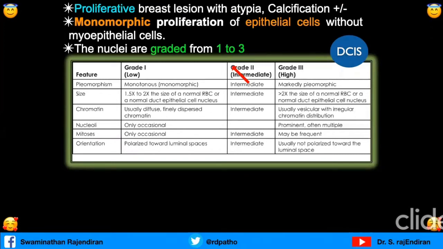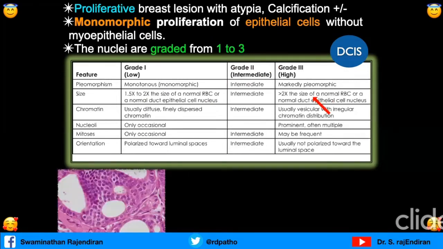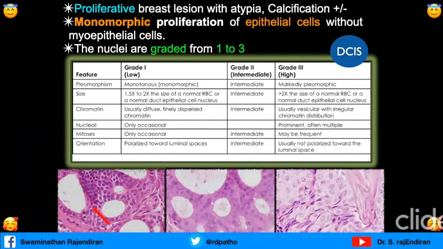So now we have seen the criteria for ductal epithelial hyperplasia. Now we will go and see what is DCIS. It is a proliferative breast lesion with atypia and calcification, a monomorphic proliferation, whereas DEH is a heterogeneous proliferation. The nuclei are graded 1 to 3. 1 is mild atypia, 3 is severe atypia, and 2 is in between. These are the pictures: mild atypia, severe atypia, and 2 in between 1 and 3.